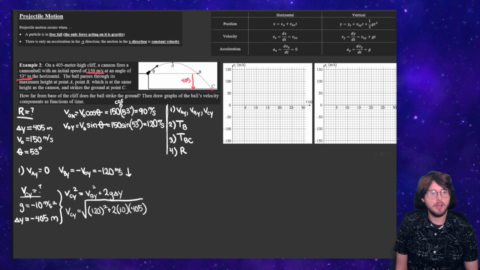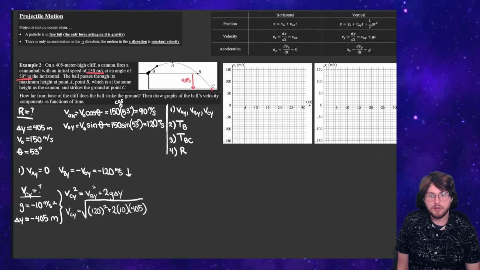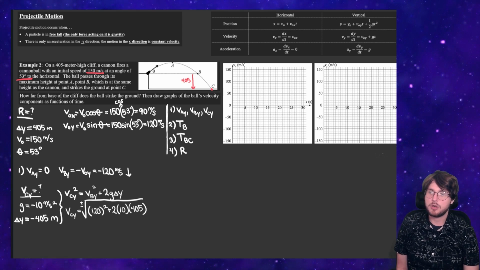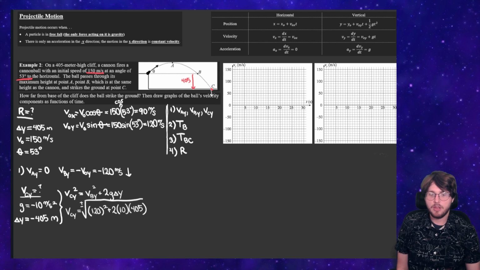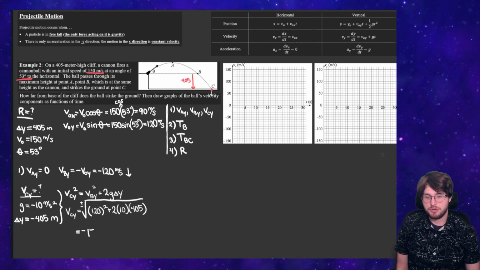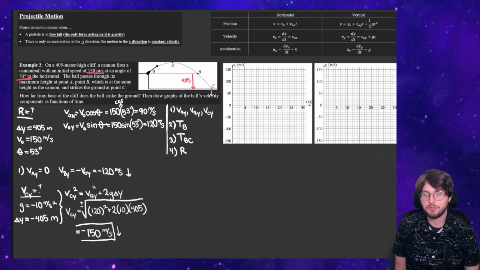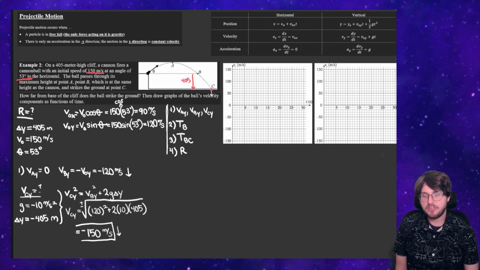All right. And once we solve for that, because we're square rooting something that we don't know is positive or negative, we conceptually know that this is going to be a negative velocity. Once you solve for this, you're going to find that it is negative 150 meters per second. And again, that is the velocity that this projectile is traveling downwards over here. All right, so that's step 1 done.